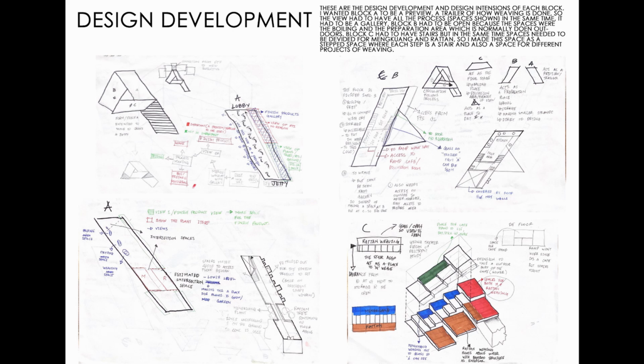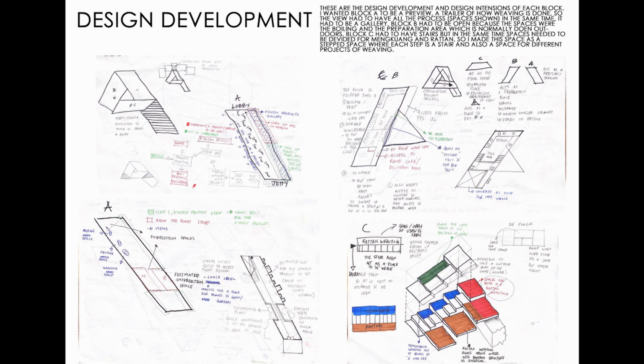Next is my design development and intentions. Feel free to stop and read because there's a lot to read. But to make things easier, I'll explain. I want block A to be like a trailer for a movie. So it will show the process. You can look through the window and see the process, but you won't be in the movie. You just see the trailer. Once they reach the space, they will experience the movie.